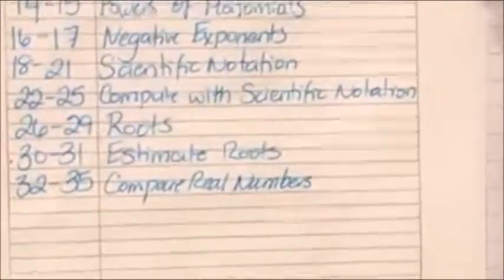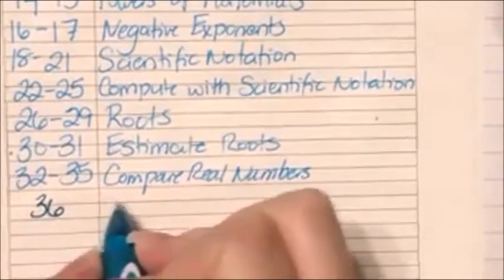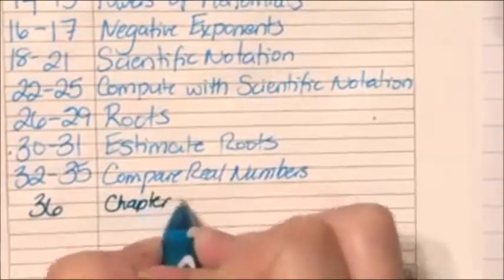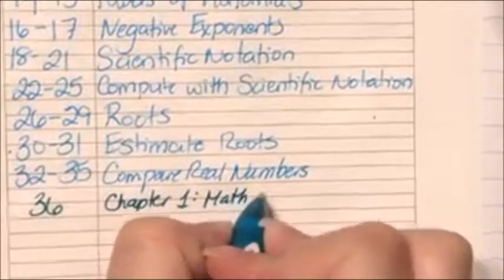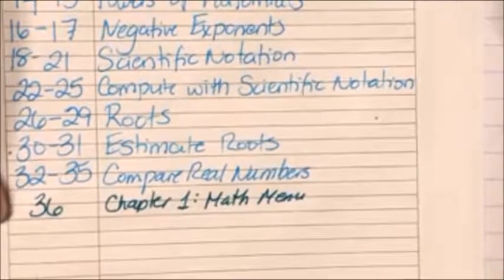Now we're going to flip back. You've got to be really careful because you have those tabs. You're going to flip back to pages 4 and 5 with your table of contents. We're going to fill out our table of contents. I have 32 to 35, that was my last entry. On 36 was my Chapter 1 math menu. 37 was left blank.